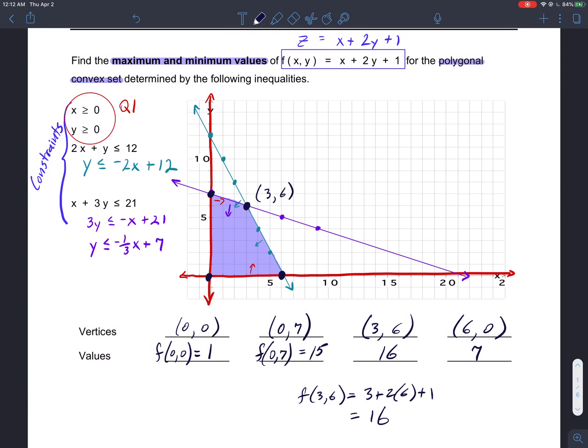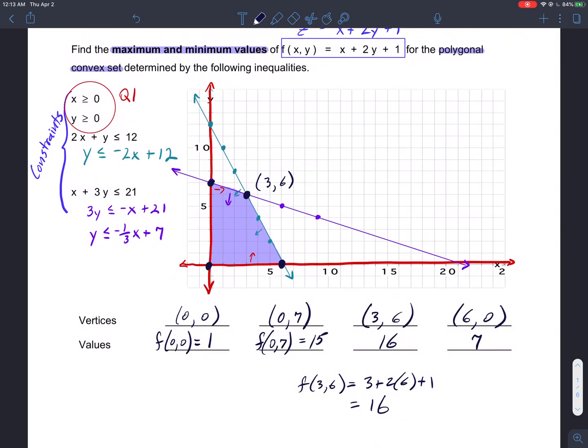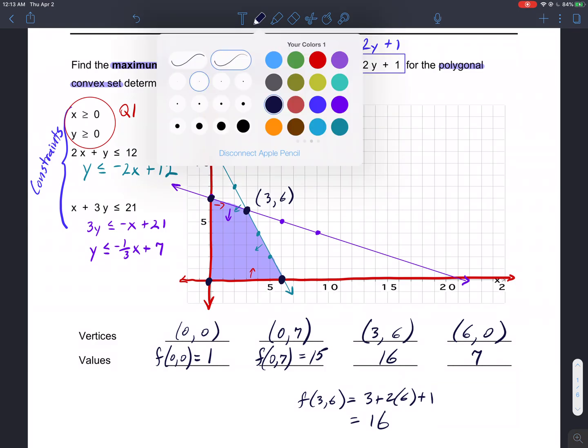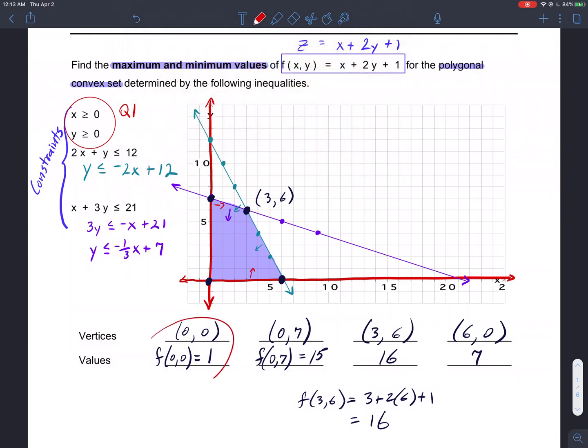All right? Then it's just a matter of answering the question. The problem asks, what is the maximum and what is the minimum? Well, if I look at my answers, this one is clearly my minimum. Right? It's the smallest number. It's clearly the min. And then the third one is clearly my maximum. That's it. Problem solved. All right. So we use the vertices to find the max and the min of whatever objective function we are given. All right, let's move on.